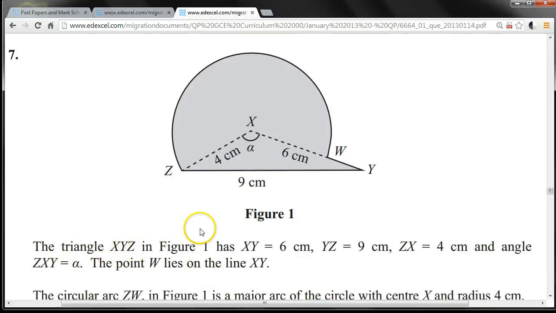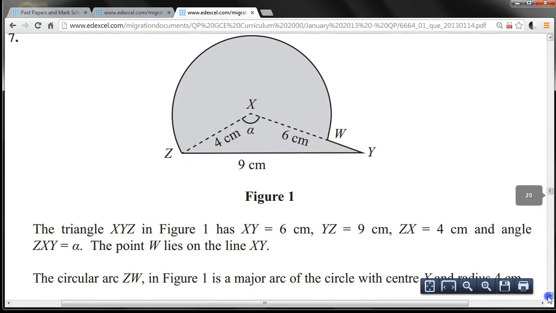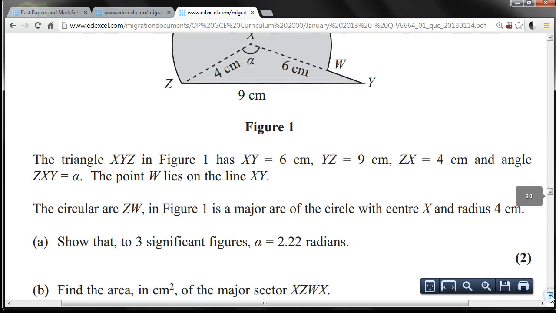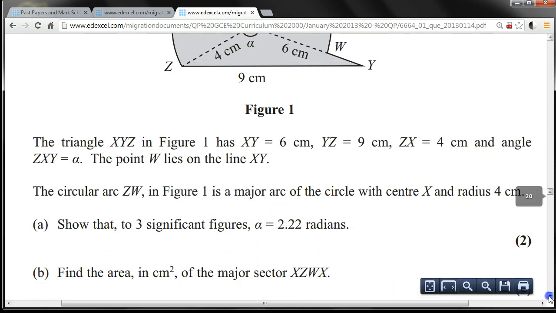The triangle XYZ in figure 1 has XY is 6, YZ is 9, and ZX is 4, but angle ZXY is alpha. The point W lies on the line XY. The circular arc ZW in figure 1 is a major arc of the circle with center X and radius 4. Show that to three significant figures alpha is equal to 2.22 radians.